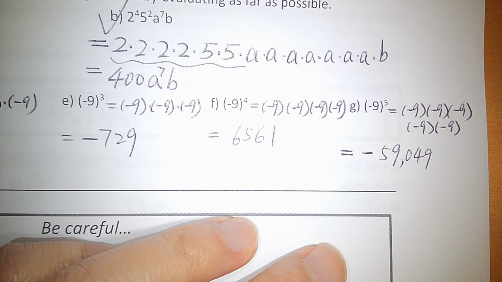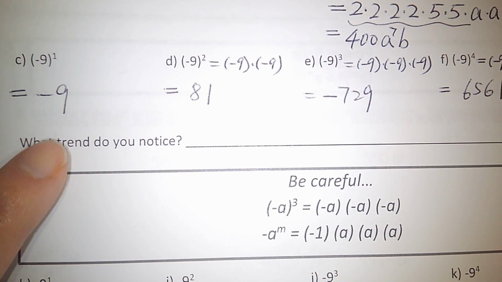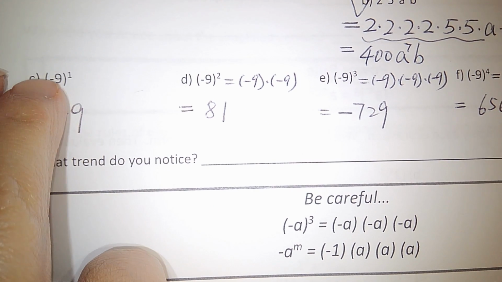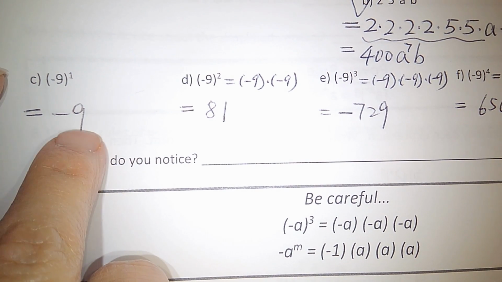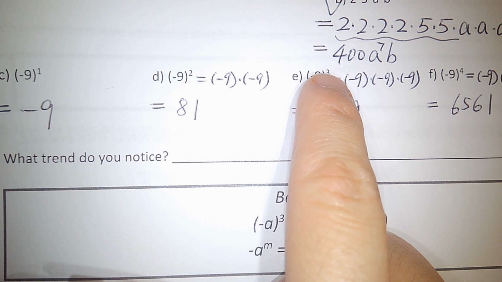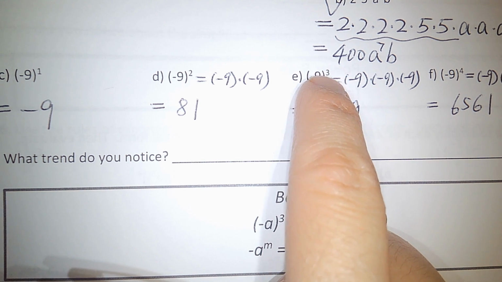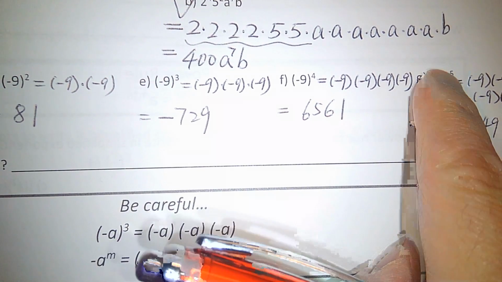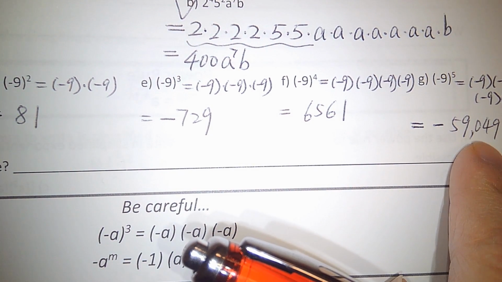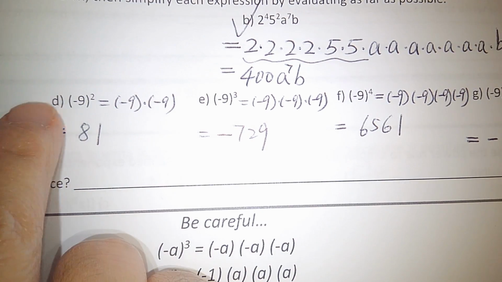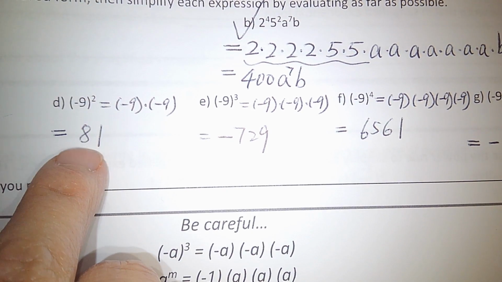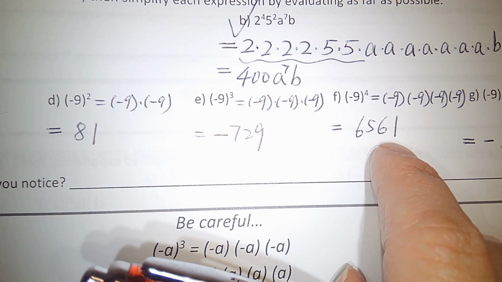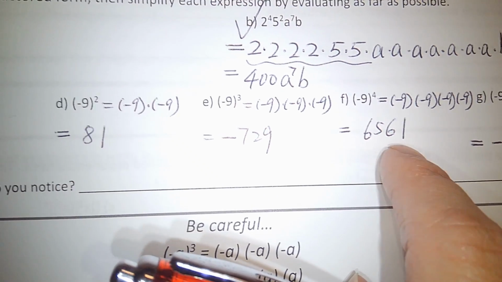Alright guys, our next question is, what trend do you notice? Let's check the results. Negative 9 to the first power, we get a negative number. Negative 9 to the cube gives us negative results. Negative 9 to the 5th power, negative results. However, negative 9 squared, positive result. Negative 9 to the 4th power, positive results, right guys?